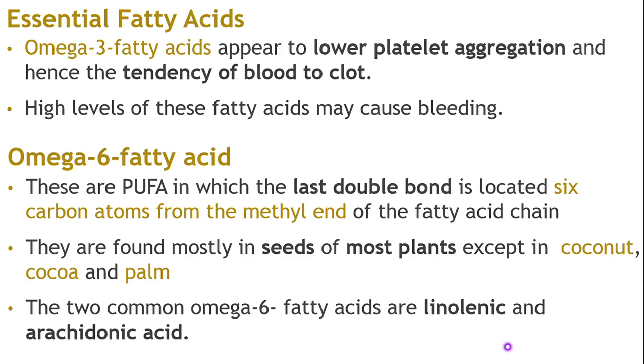from the methyl end. Omega-6, like I said earlier, I'll be discussing with you how the omega-6 and omega-3 are obtained. I've already said that if you have an omega-3, it means the double bond is between 3 and 4. If you have an omega-6, the double bond is between 6 and 7. They are mostly found in seeds, most plant seeds, except coconuts, cocoa and palm. You can't find omega-6 in the seeds of coconuts, cocoa and palm.